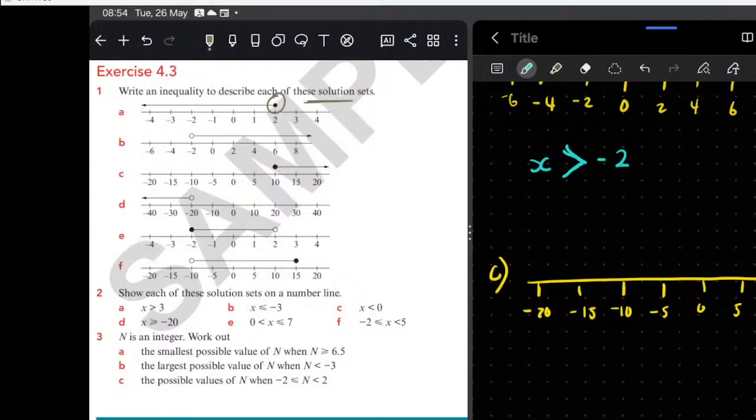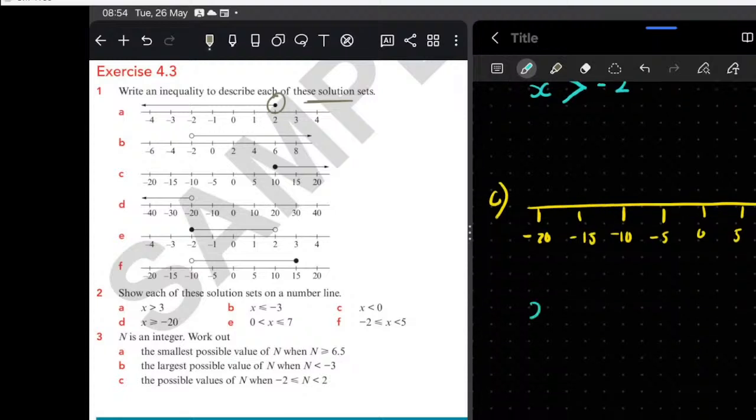But you have to look at where your arrow is facing. This one, is it facing the left or the right, boys? It's facing the right. So that means x is what? Greater than. We are taking values that are bigger than, because we are facing the right. So we want the bigger values because the arrow is facing the right.